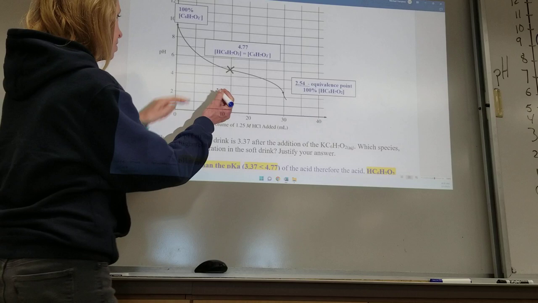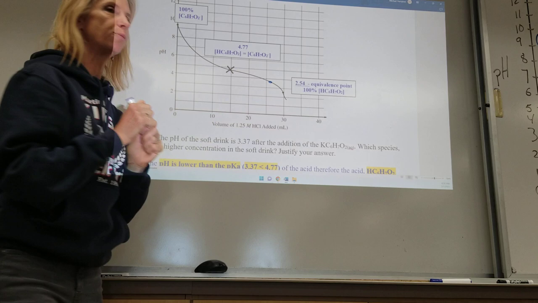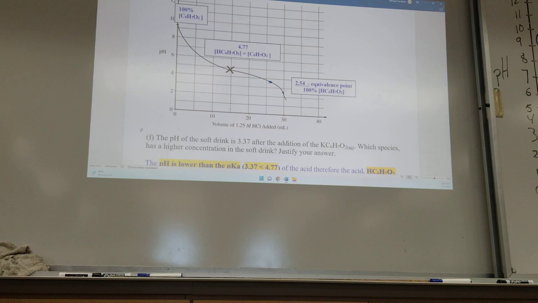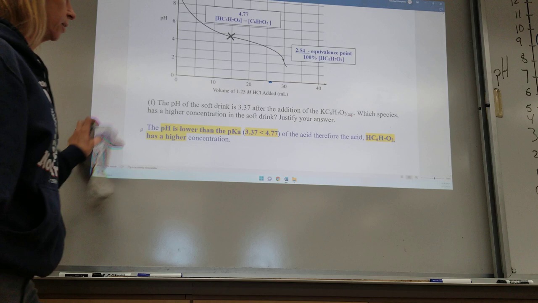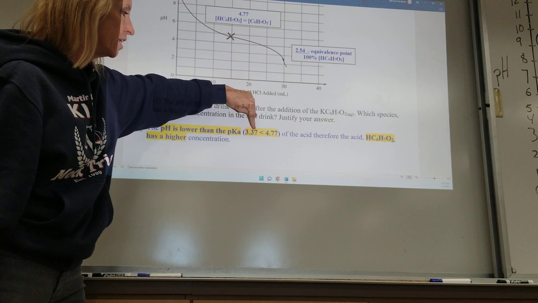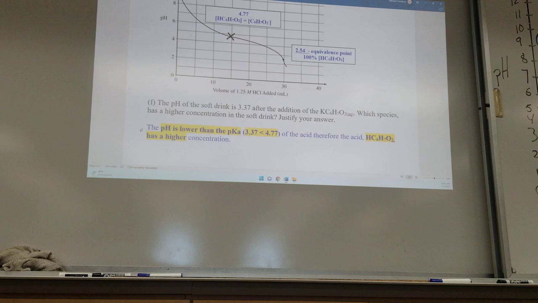3.77 is where? Is it more acidic or more basic? It's kind of like right here, so it's more basic. So you tell me, do you have more sorbate or sorbic acid? More sorbate. The pH is lower. You have more acid. The pH is lower than the pKa. The soda is more acidic than the 50-50 ratio. Therefore, you have more sorbic acid than sorbate.